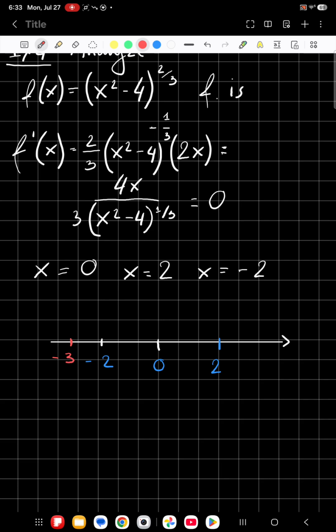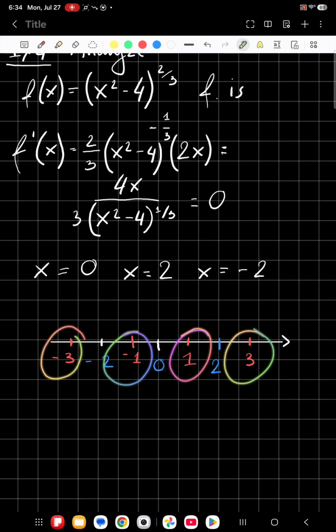So a convenient number between negative 2 and 0 would be negative 1, right? And then a convenient number here will be 1. And over here, I'll pick 3. As I said, those testing numbers, those red numbers, are picked completely arbitrarily. I'm trying to find numbers that are easy to evaluate my derivative for.